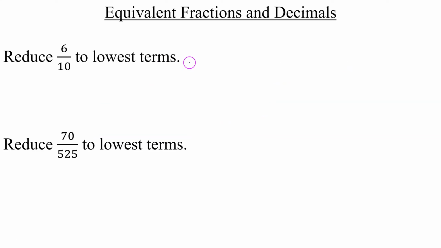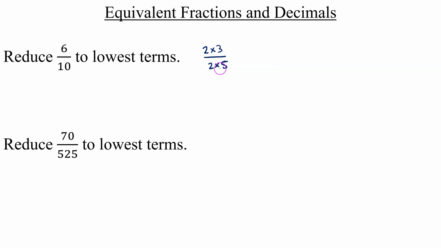For this next example, we're asked to reduce a fraction to lowest terms. So we have the fraction 6 over 10, but we can reduce that and make these numbers smaller. And the way that you want to approach this is by doing prime factorization of both your numerator and your denominator. 6 can be written as 2 times 3. 10 can be rewritten as 2 times 5.